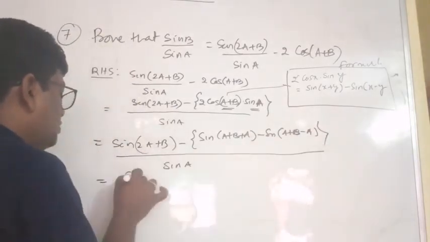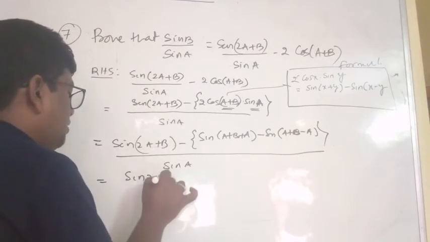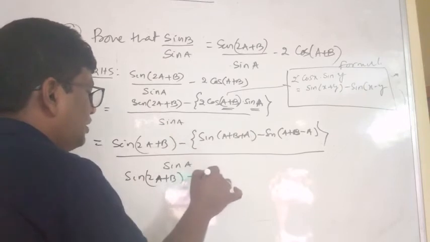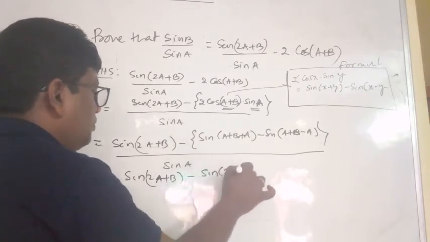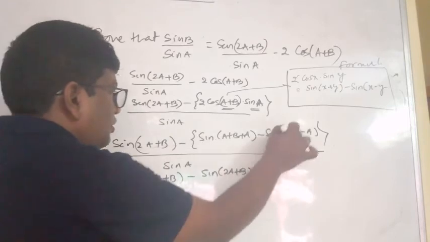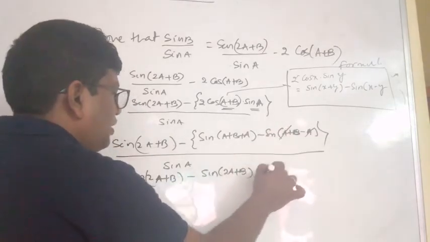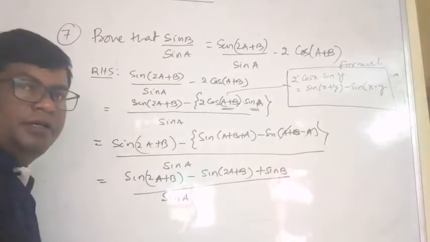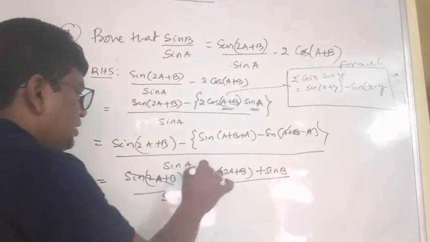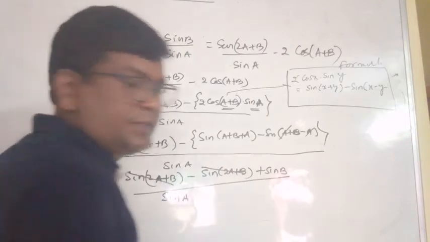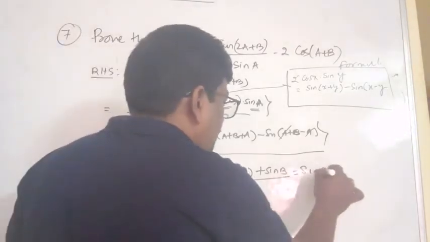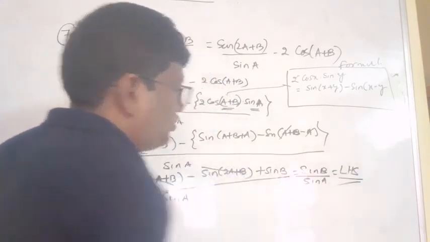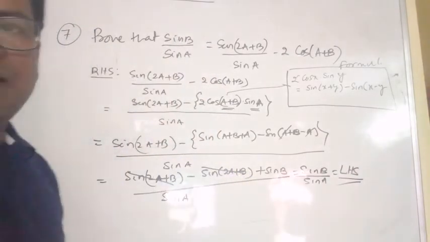This is equal to sin(2a plus b) minus sin(b), and the plus a and minus a cancel, leaving sin b by sin a. Here sin b by sin a is equal to the left hand side, LHS. Hence proved. So another question.